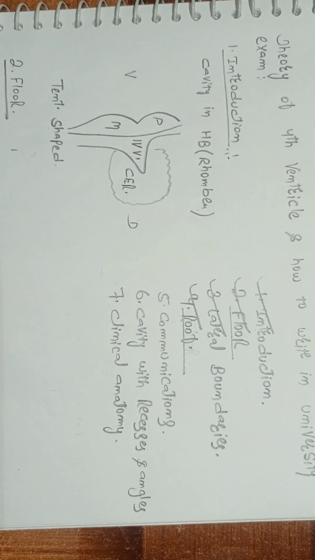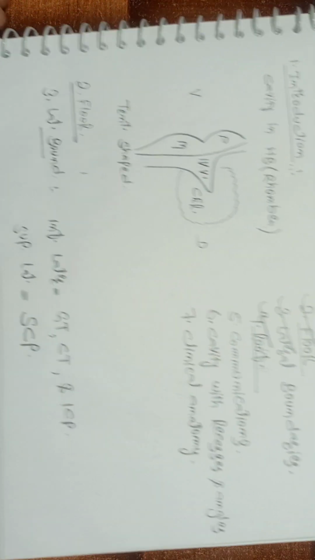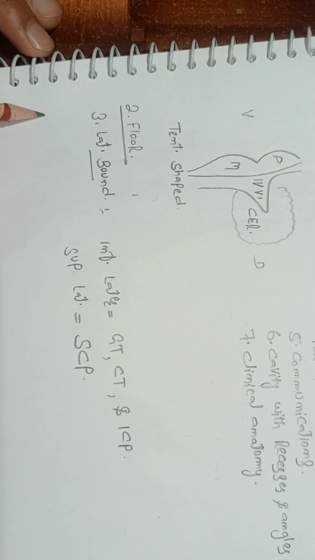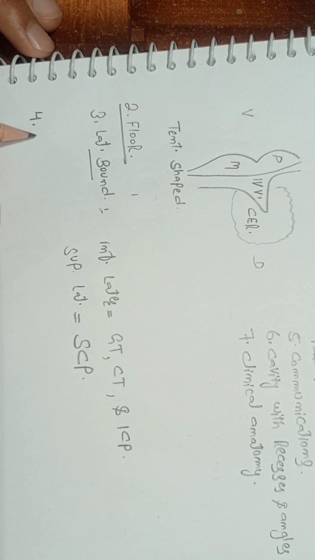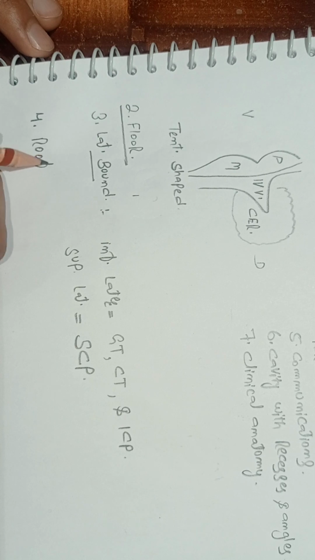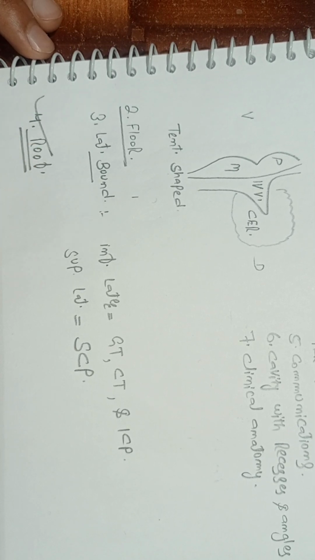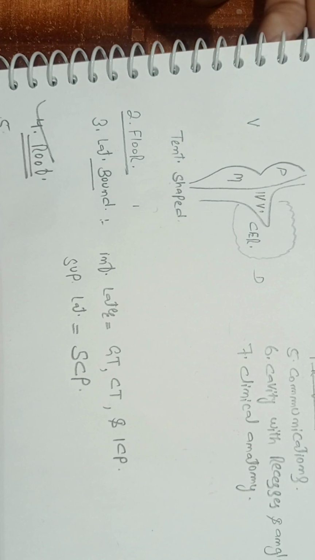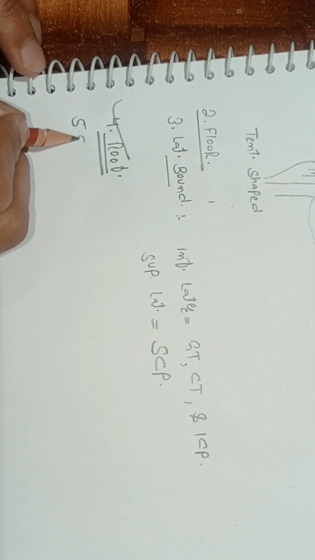After drawing the roof of the fourth ventricle, our fourth heading is roof of fourth ventricle. Clear? Now after that, we will talk about the communications.